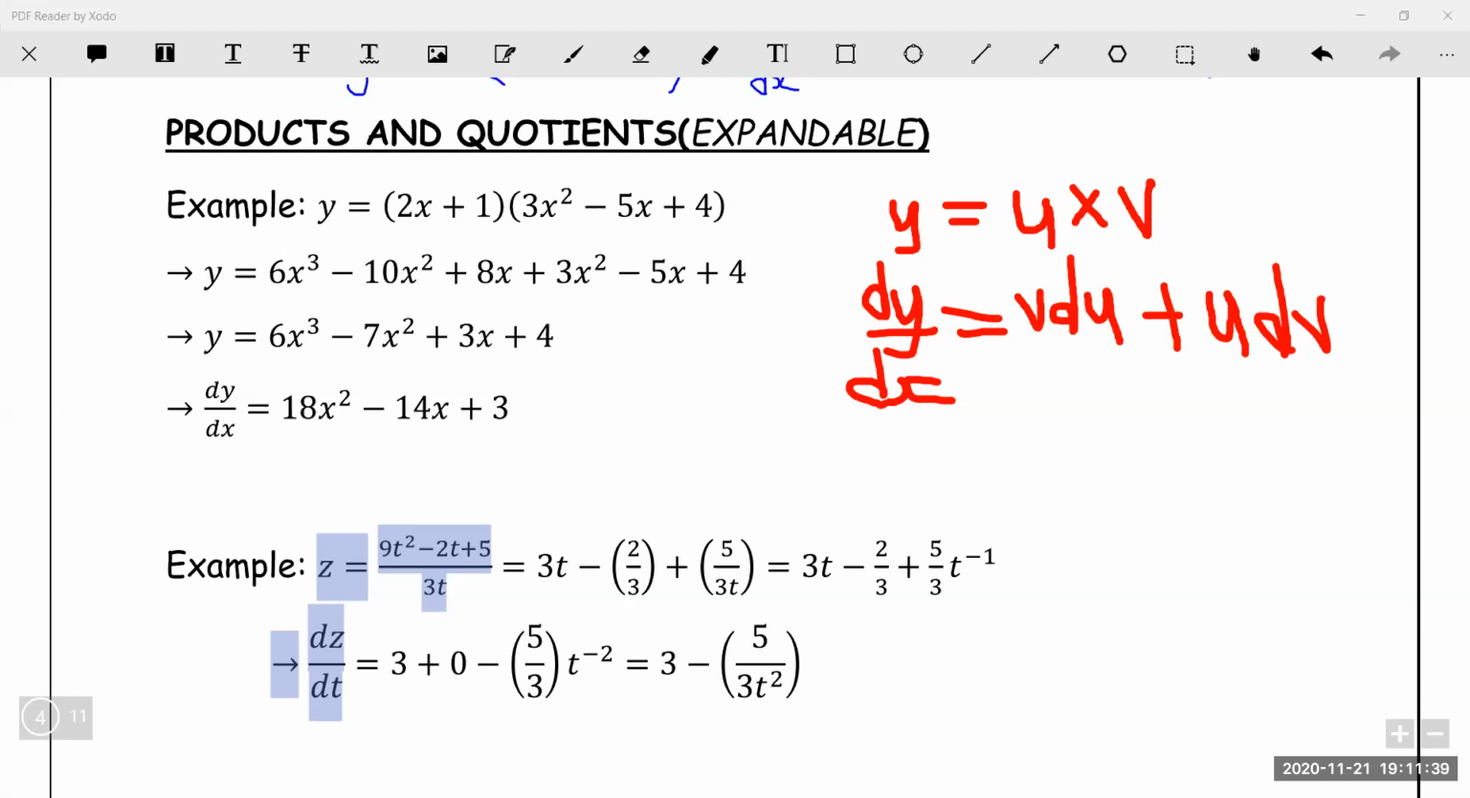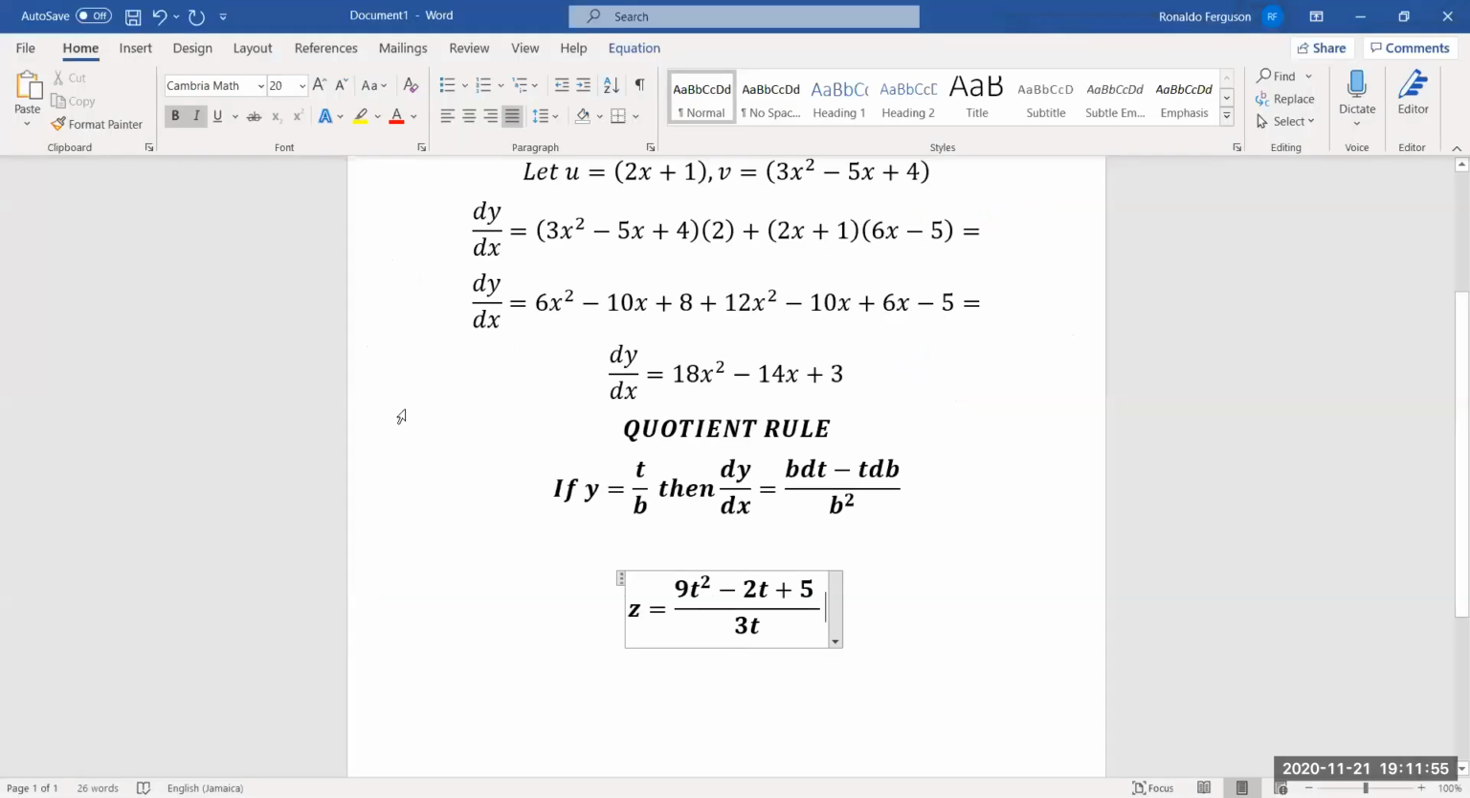So this is Z. So Z is 9t squared minus 2t plus 5. All of that is divided by 3t. Now, showing the other page. Okay, why do I keep doing that? So I just rewrote over Z right here. All right, so now we're going to use quotient rule.